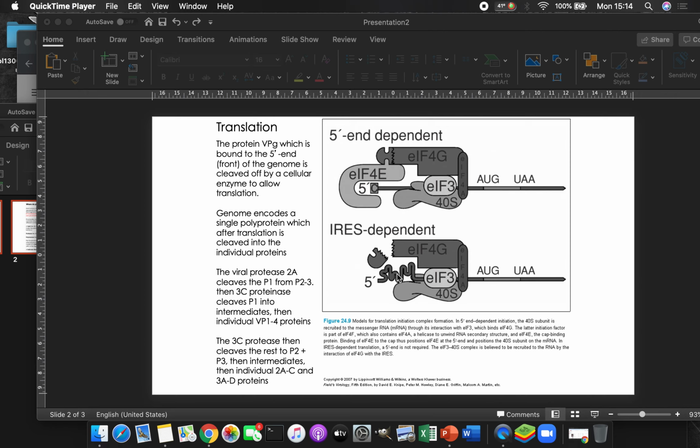And that is going to simulate, that's going to make the same sort of contact with a ribosome as eIF4E bound to a cap made. And so that is going to be enough. The ribosome will dutifully translate whatever it comes after, which is going to be picornavirus.